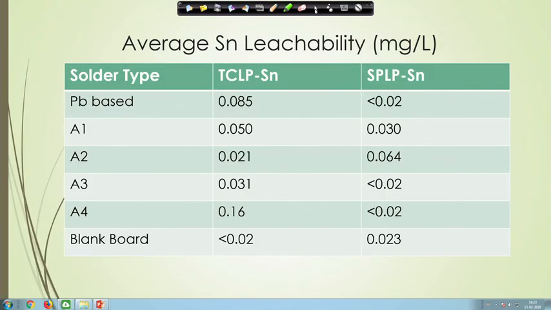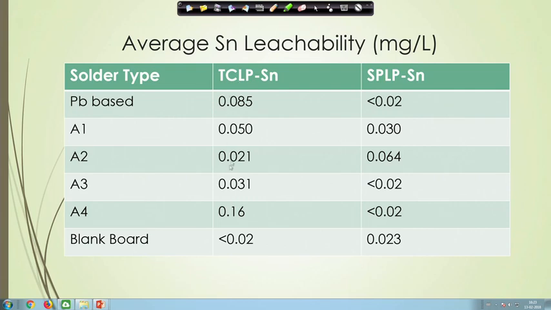So, this data went into the database. The EcoInvent database will have these kind of data when you look at the leachability or the potential impact of different categories from these solders. So, this is the tin leachability, and again you can see different values out there.